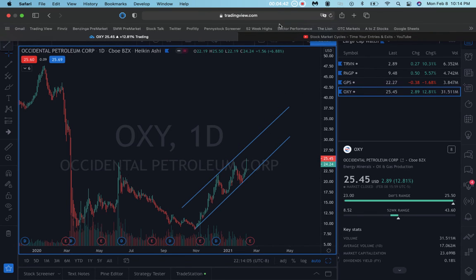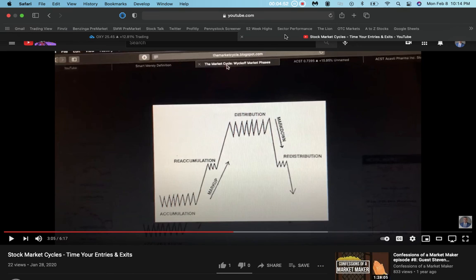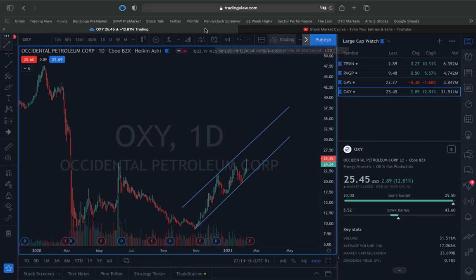So, basically, in a nutshell, how to trend trade: draw your lines with those channels, find at least 2 points at the support and the resistance line, and always be mindful of the market cycles, and good luck trading out there.